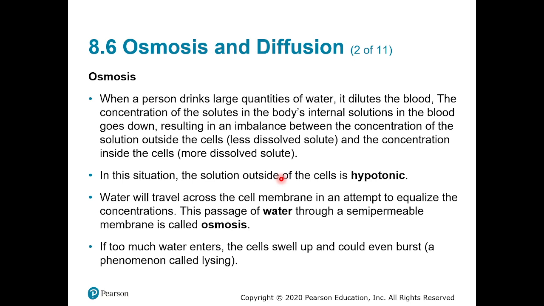And so, this situation is what's referred to as hypotonic. So the solution outside of the cells will be hypotonic, meaning it has less concentration. Tonic. Okay? All right. So water will then travel through your cell membrane, in an attempt to equalize the concentrations of your solutes on both sides.